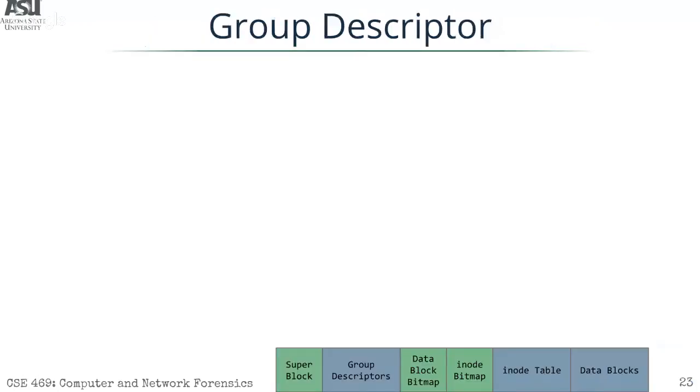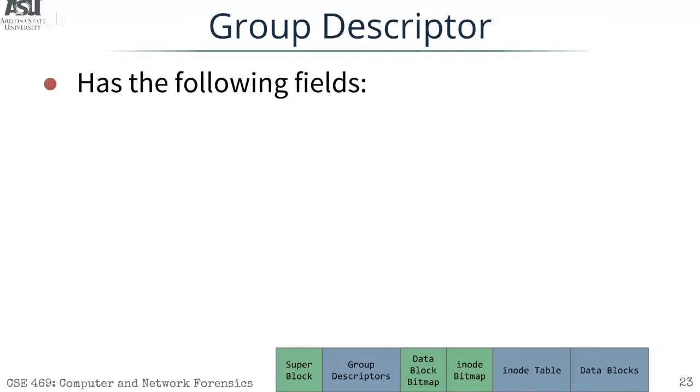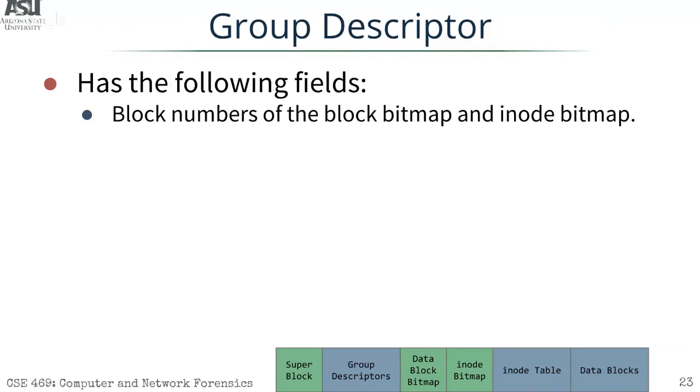Okay, let's talk about the group descriptor, and then we'll take a quick break. You might be wondering what a group descriptor is. That's kind of a funky term. Obviously we're talking about these groups, the block groups. That's where the group comes from, and it has a bunch of fields that describe it. So basically the block numbers of the block bitmap and the inode bitmap.